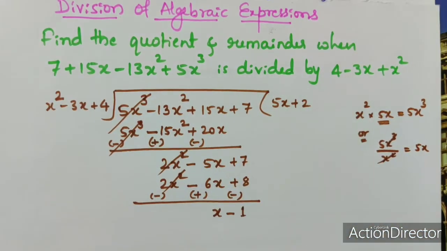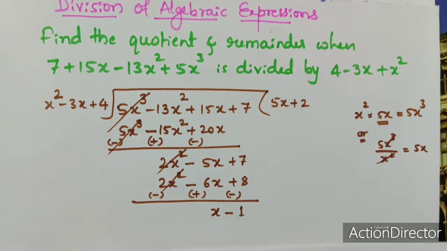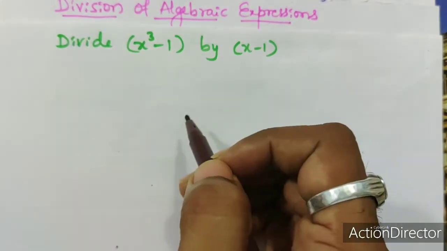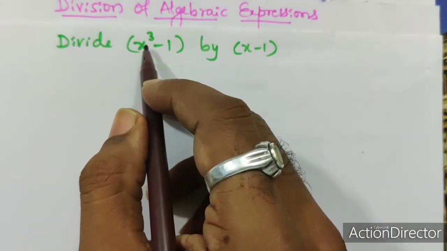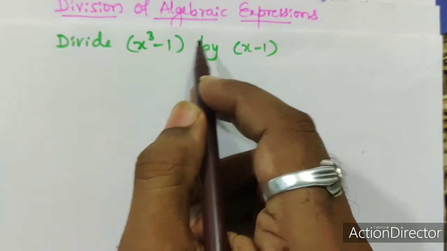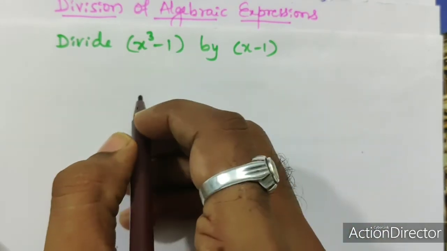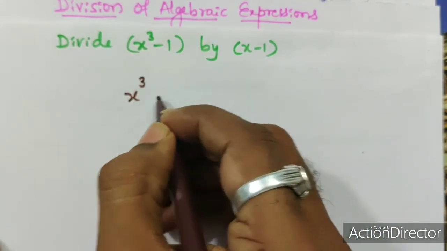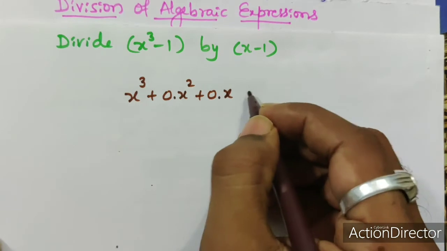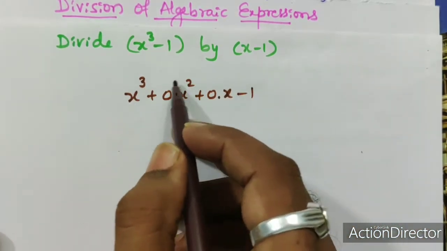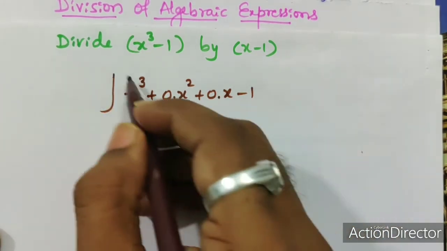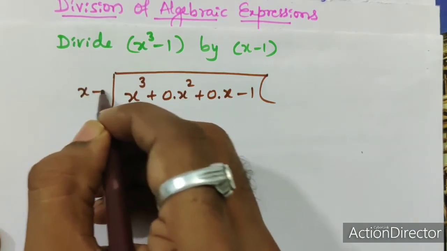I have one more question which is also slightly different. The question looks like this: divide x cube minus 1 by x minus 1. If you observe, the terms should have been all there, like x cube, next should be x square, x, but they are all missing here. So what we have to do is assume that there is 0 into x square, 0 into x, and then minus 1. Think that these two are missing there, but in their place I am just representing them. And then we have to divide by x minus 1.